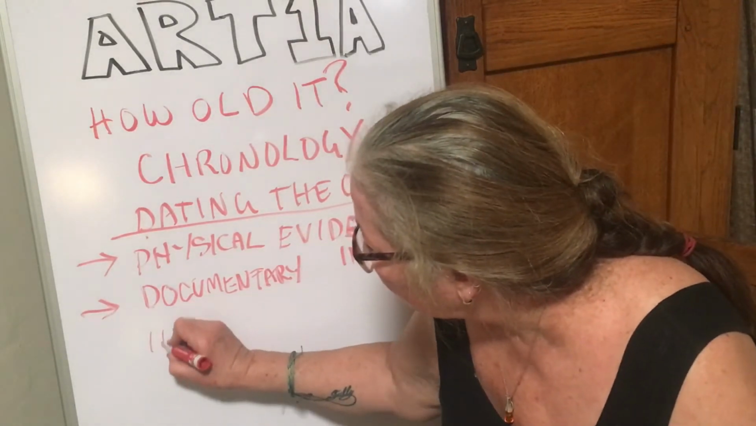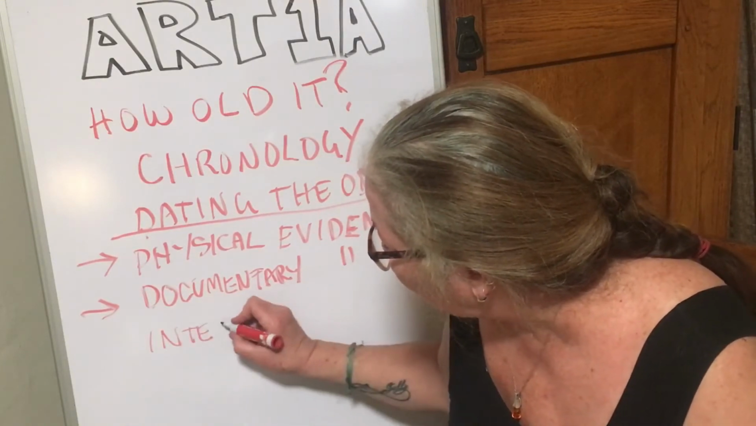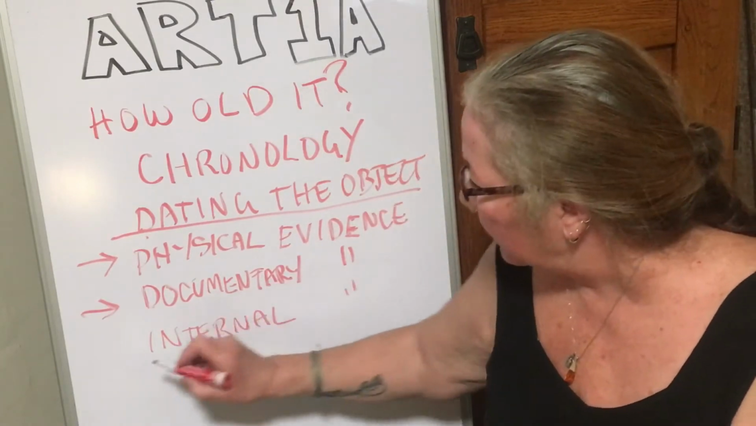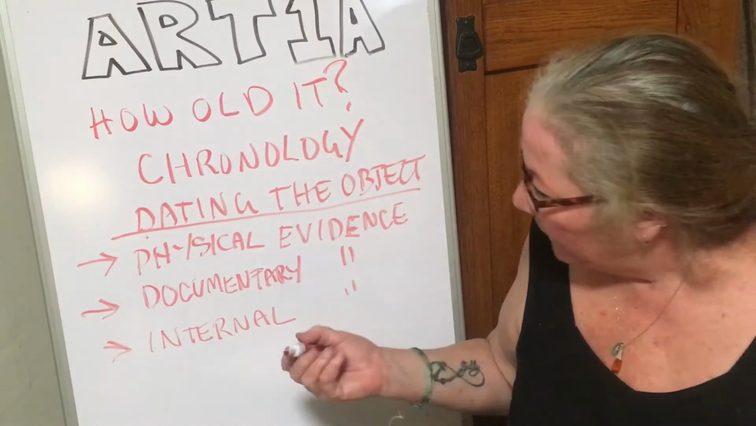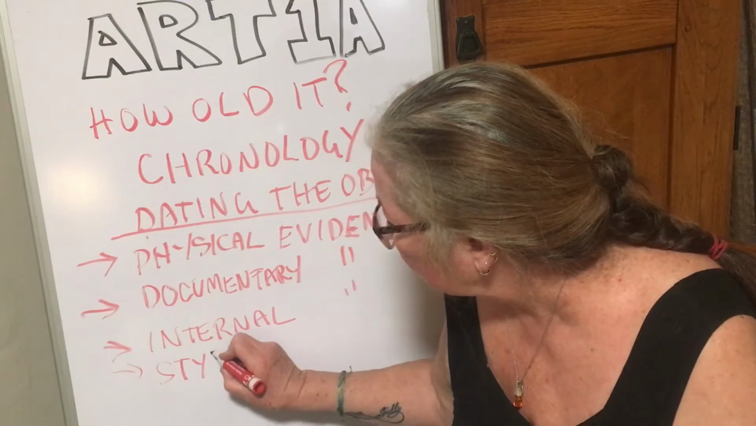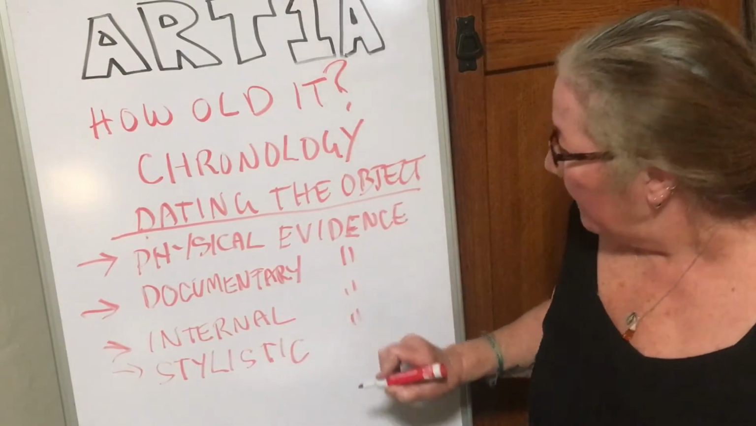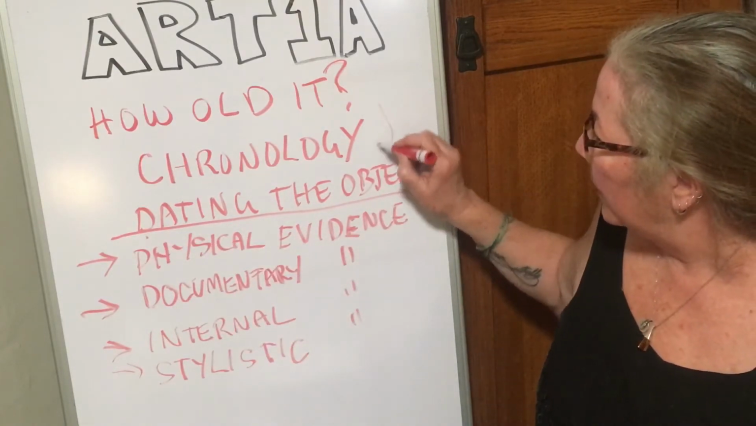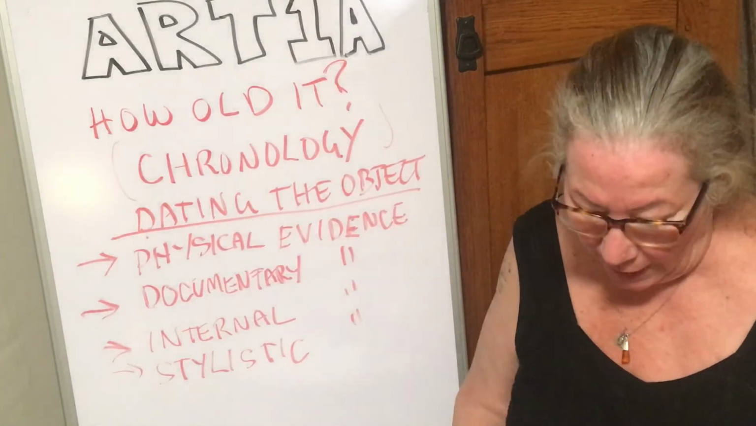Internal. What does the artwork itself have to say? So internal evidence, like we're looking at the artwork itself. What does it have to say? And then finally, stylistic. Stylistic evidence. So those are the 4 types of evidence we're looking for when we're trying to figure out the chronology, right? The dating, figuring out how old it is.